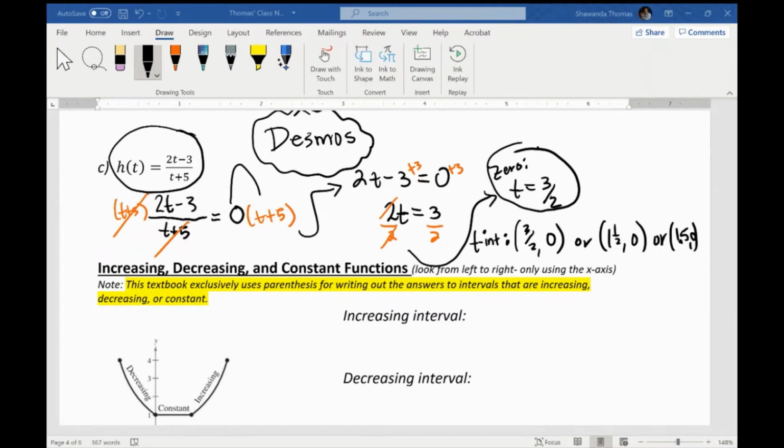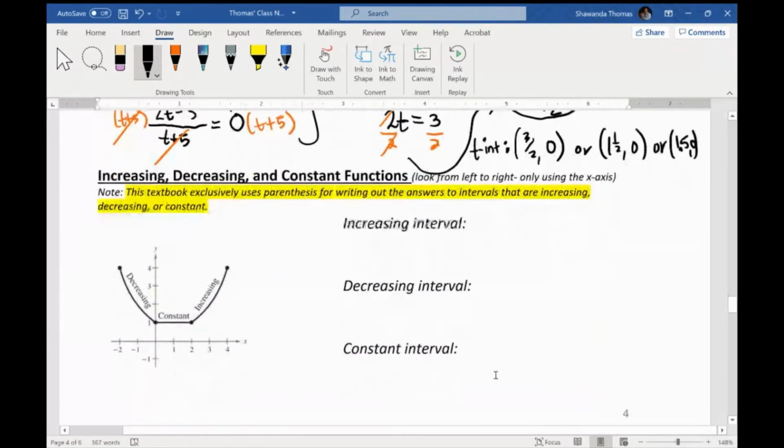Yep. Whenever you have fractions, you multiply to get rid of the fractions, you multiply what they call the LCD. You probably heard of that, least common denominator, before. So, yep, it wiped it out, which is what we want. Okay. All right. Let's move to the next concept, which is increasing, decreasing, and constant functions.